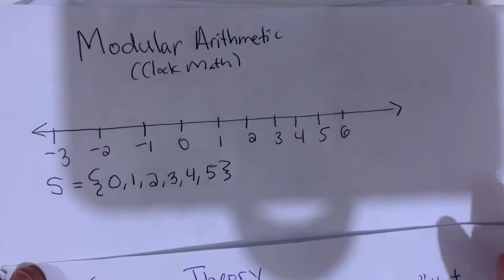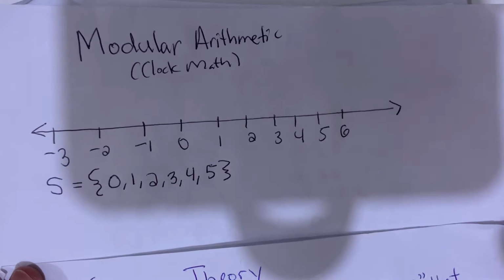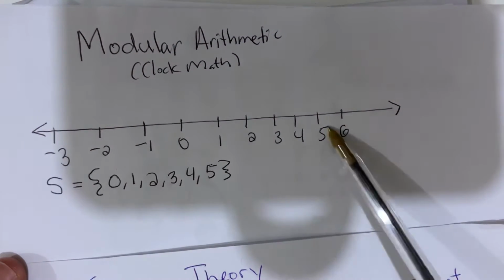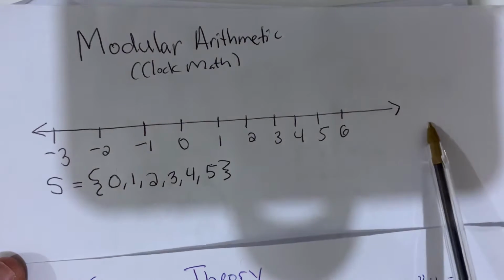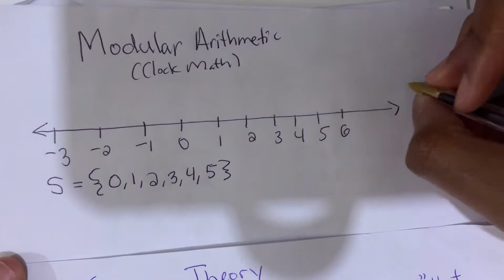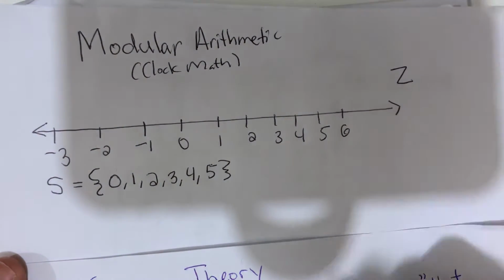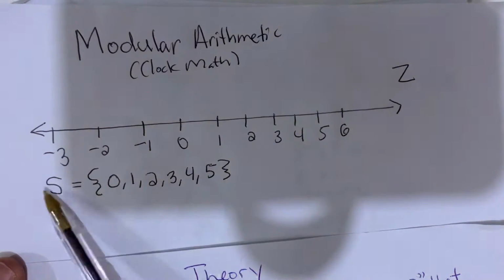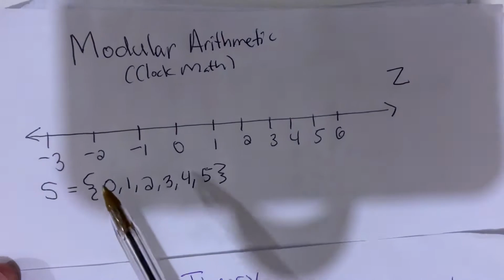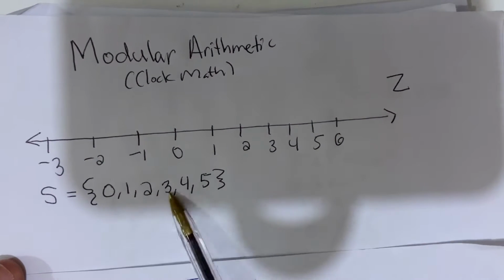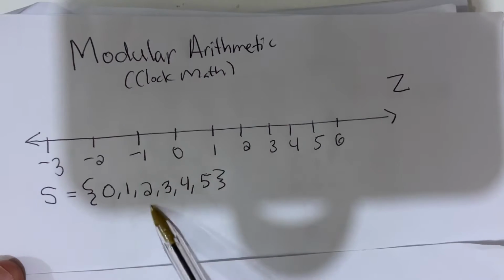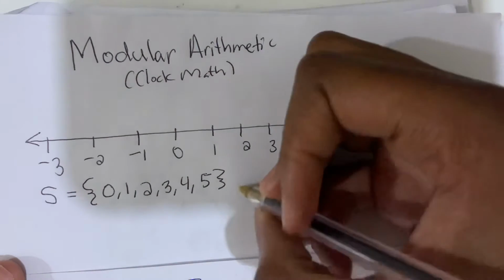So, what is modular arithmetic? Consider the set of integers. Okay, so I have a set of integers Z. Now I have a subset S, and the subset S contains the elements 0, 1, 2, 3, 4, and 5. Now, is S a group under addition?